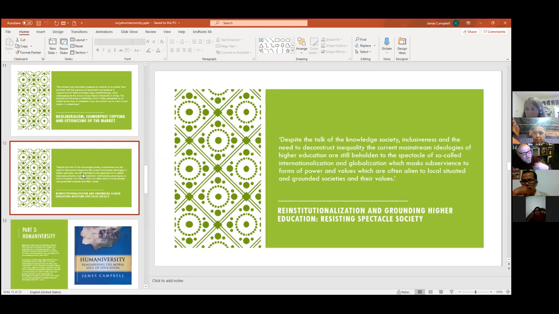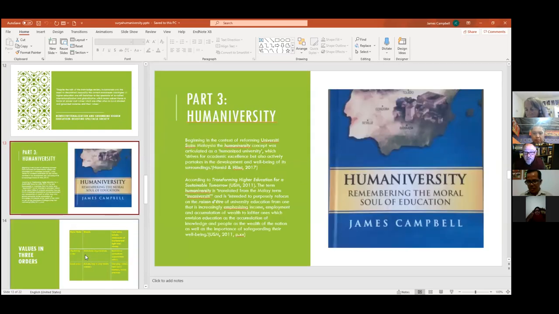Rigged against people actually realizing success in the higher educational system. So we need to reinstitutionalize and ground higher education and resist this spectacle society. So where does this leave us? I said I was going to mention the notion of the humaniversity. The idea, of course, is not mine.